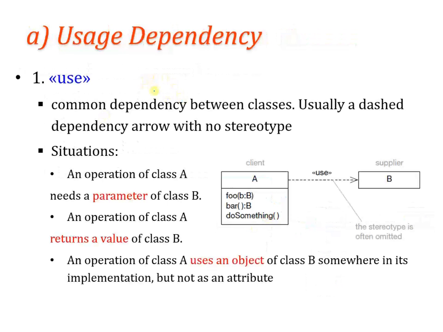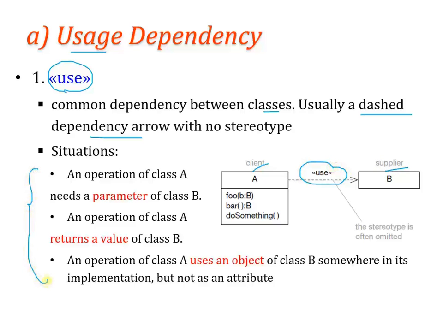Now we will get into the first category of dependency, which is called usage dependency. There are multiple types of usage dependency. The first one is called use. This is a very common dependency between any two classes. It is usually depicted by a dashed dependency arrow with no stereotype. You can see there are two classes, class A and class B. Class A is going to use certain properties from class B. That's why class A is called the client and class B is called the supplier. The name of this relationship is use.